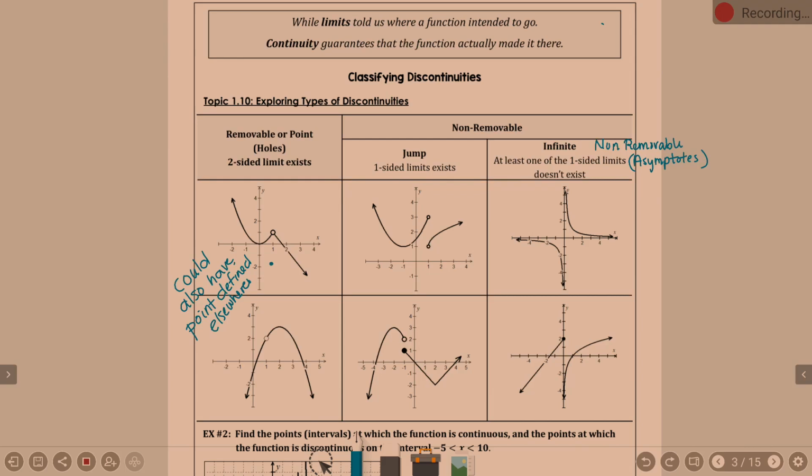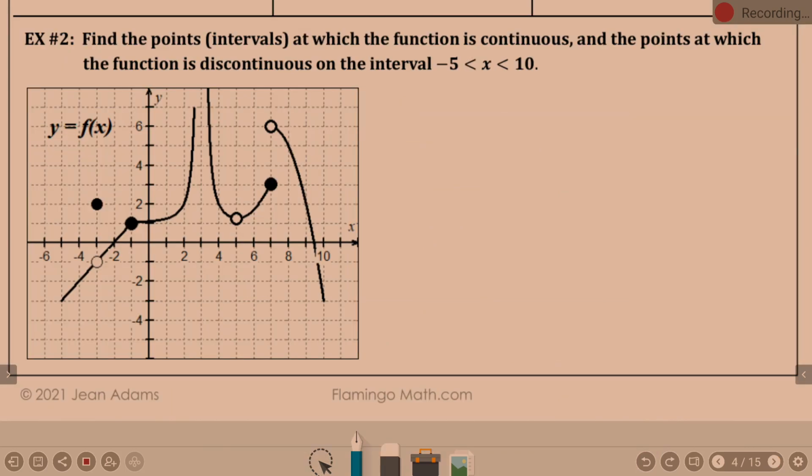Okay. Continuing on to example 2. Find the points or intervals at which the function is continuous, and then the points at which the function is discontinuous on the interval -5 to 10. So we're going to talk about the points or the intervals where the function is continuous. And I have mine written in just interval notation.